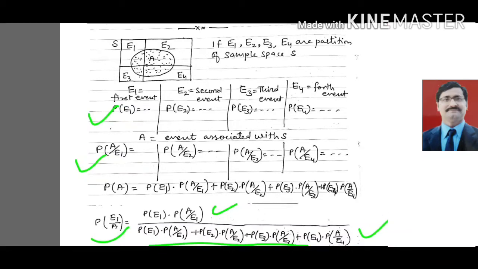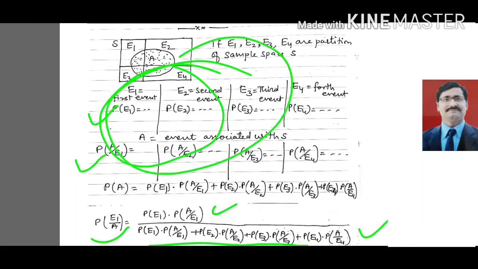So this is how you will get it. Look here, if you have to find P(E2|A), then in the numerator P(E2) into P(A|E2) will be, and the denominator stays the same. So sometimes you will have 2 partitions, sometimes 3 partitions. If you have 2, then take 2 only, if 3 then take 3, if 4 then take 4. So do all of you understand this?